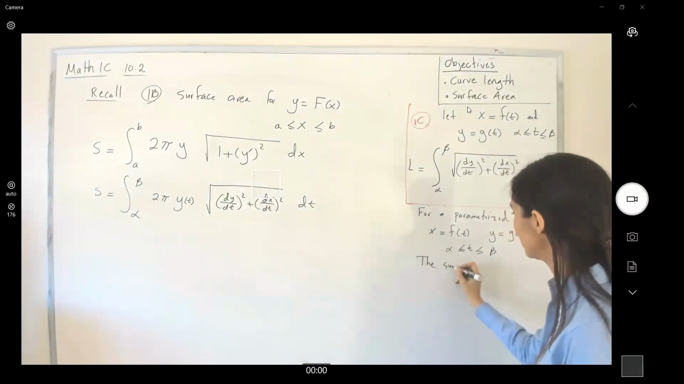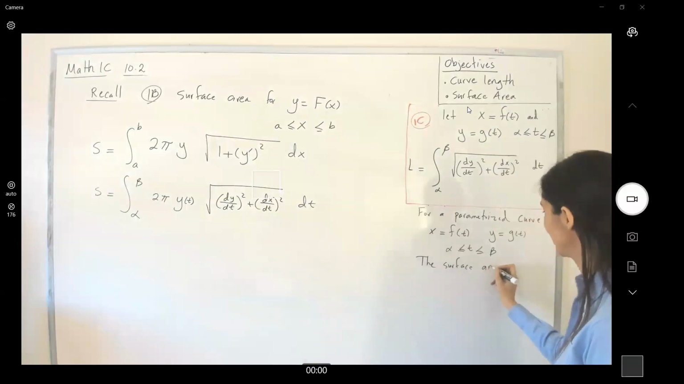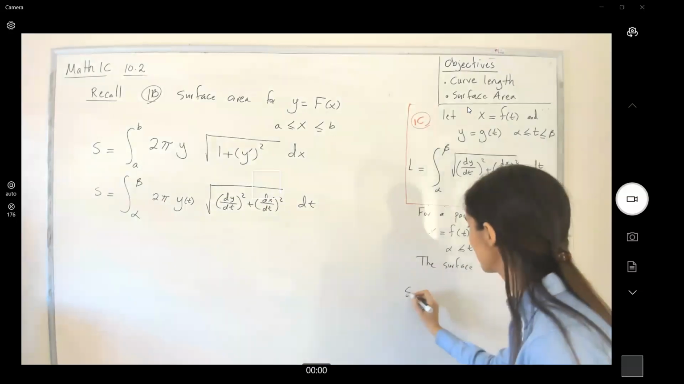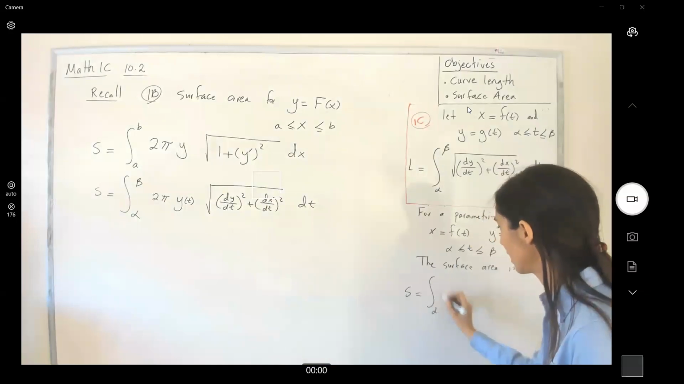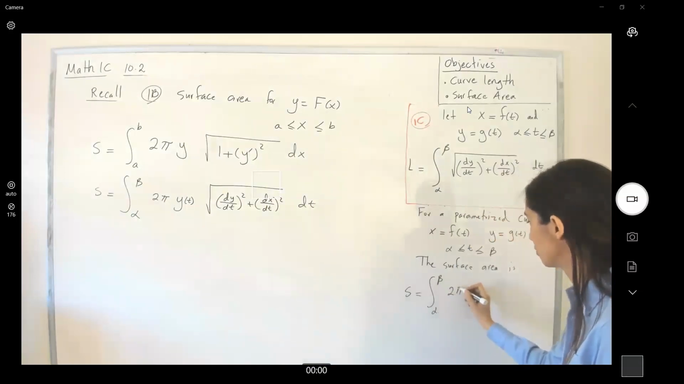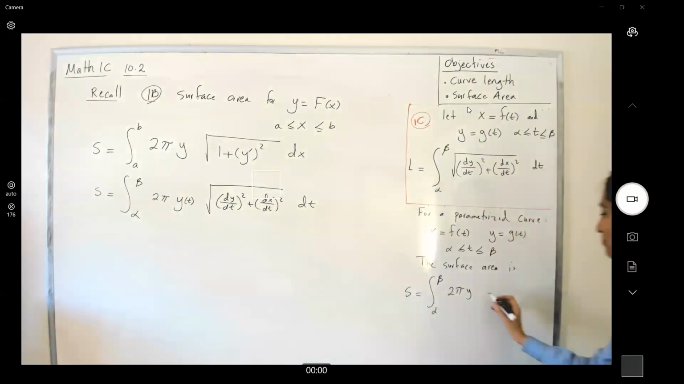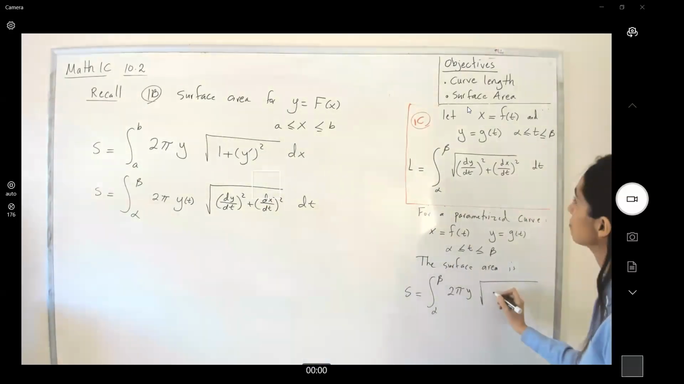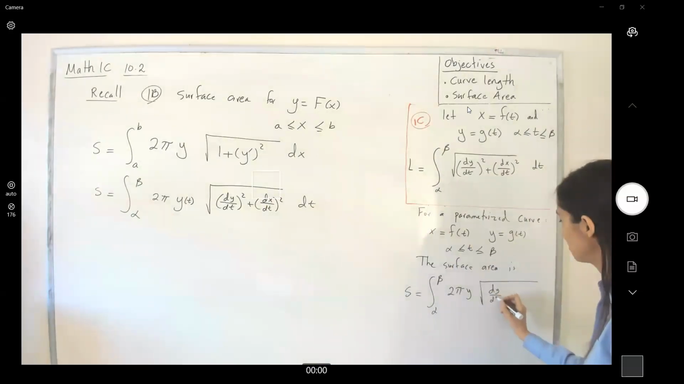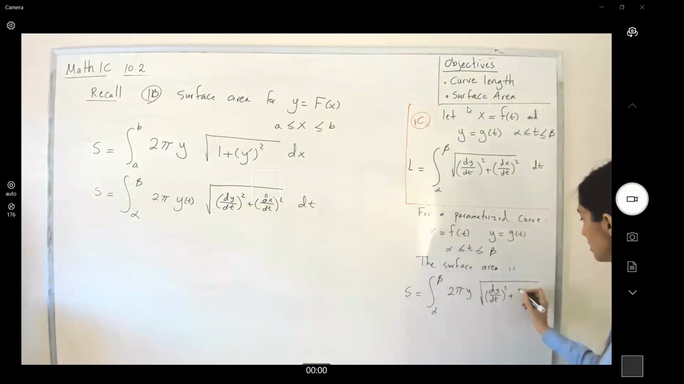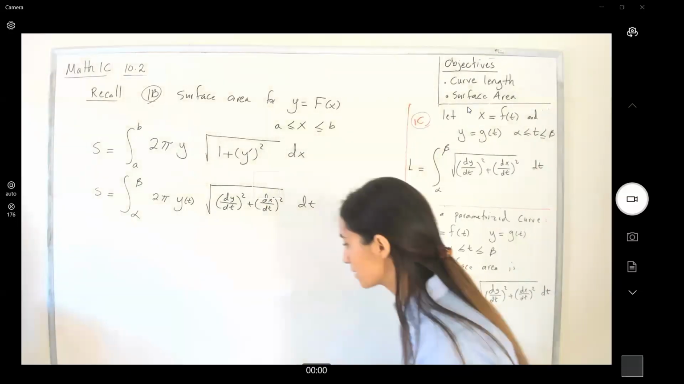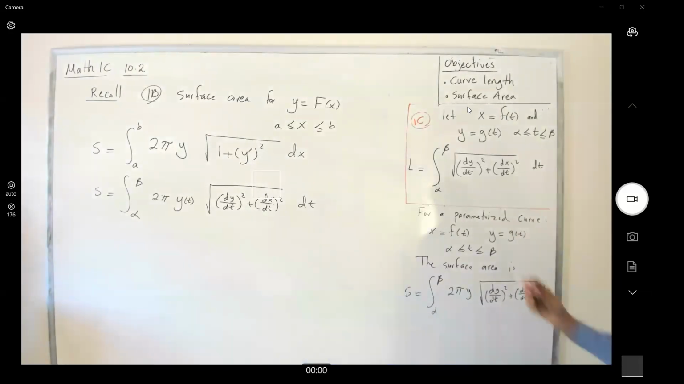The surface area is S equals the integral from alpha to beta of 2 pi y, whatever your y is, g of t, times square root of dy over dt squared plus dx over dt squared dt. Our last formula for 10.2.